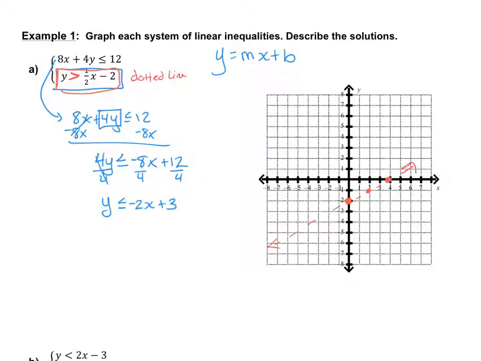And then we need to test a point to see which side we're shading. If I test the point 0, 0, I put 0 into that inequality. 0 is greater than 1/2 times 0 minus 2, which is 0 is greater than negative 2. Is that true? Yes, it is. So I'm going to shade the side that includes 0, 0, since it was true.